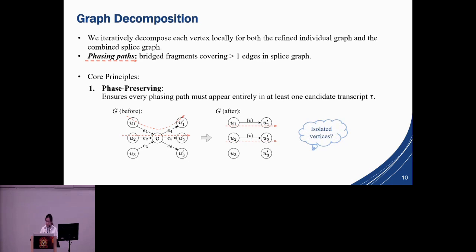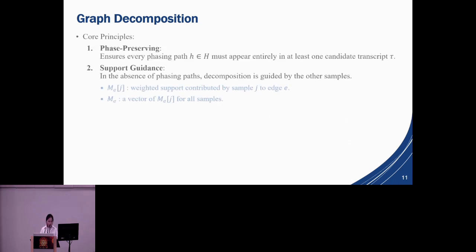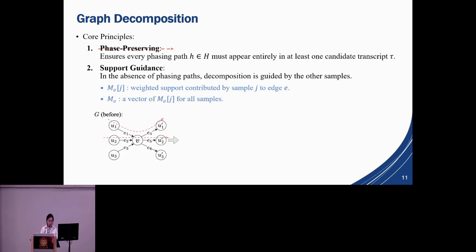However, some edges may not be threaded by any phasing paths. So after decomposition, this leads to some isolated vertices like U3 and U3 prime here. Of course, we cannot simply ignore these vertices because this will disconnect our splice graph. To resolve this problem, we now introduce our secondary decomposition principle, support guidance.